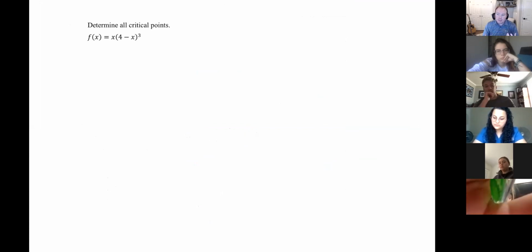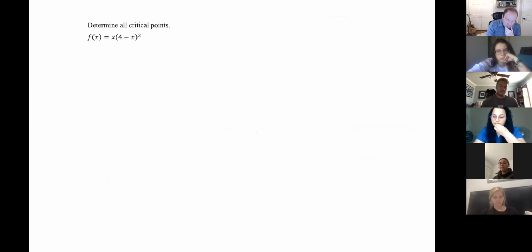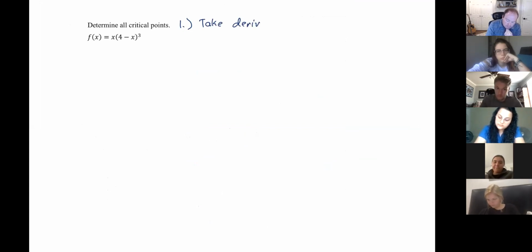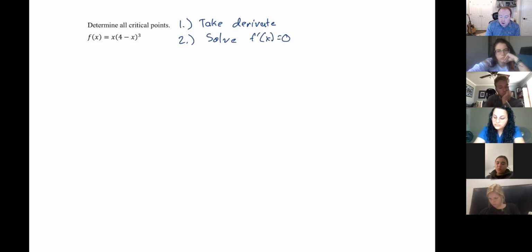And hopefully you're mentally thinking, does anyone know? Take the derivative. Yes. Find the critical points. What you're going to first do, step 1, take the derivative. Step 2, solve for 0. f prime of x equals 0. So you're going to set it equal to 0, solve for x.